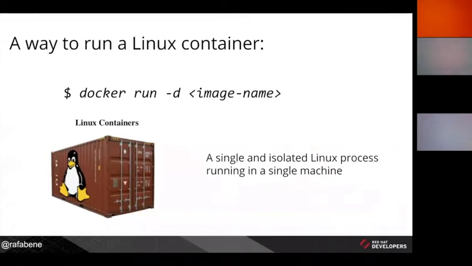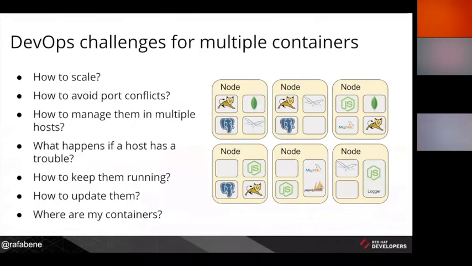And even if you could do that, you would face some challenges. For example, how would you scale those applications? How would you avoid port conflicts? How do you know that those containers are still running? How do you update them if you created 100 copies over 100 servers? How would you replace those containers from version 1.0 to version 2.0? So where are my containers running? Those are the kinds of challenges that we have when we decide to run multiple containers.